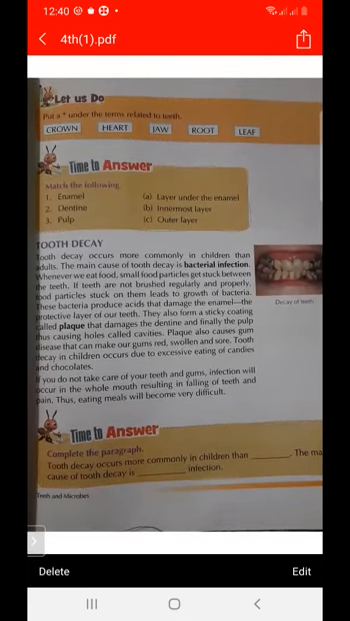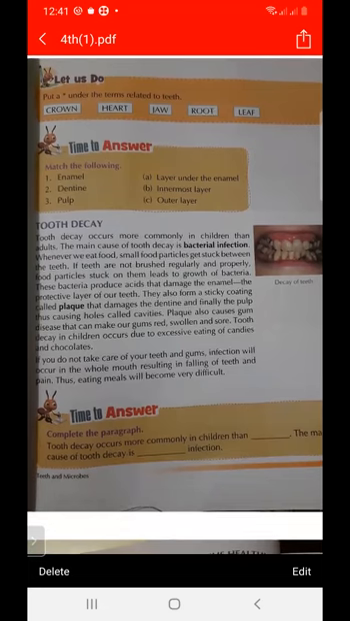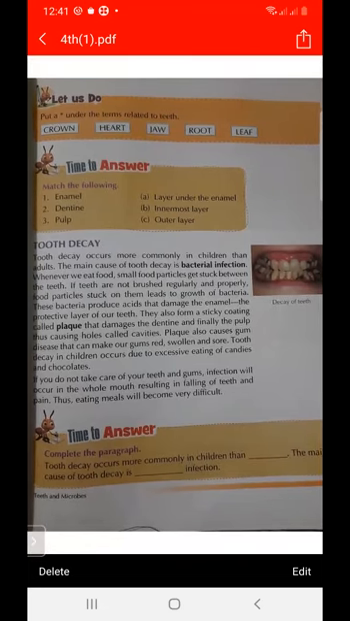When we eat food, small particles get stuck between the teeth, and these food particles lead to the growth of bacteria. Due to these bacteria, acids are produced, and these acids damage the enamel as well as the plaque. They form a sticky plaque and damage the dentine and finally the pulp. Firstly, they damage the outer covering, the enamel, then the dentine, and then the pulp, causing holes called cavities.